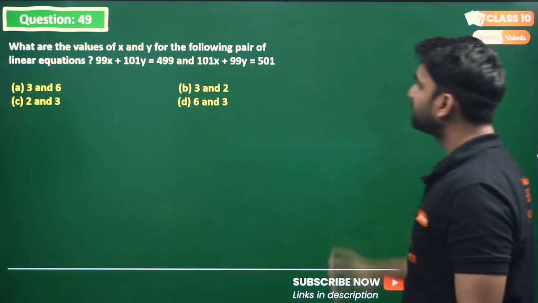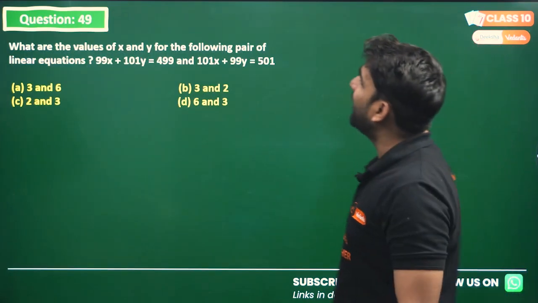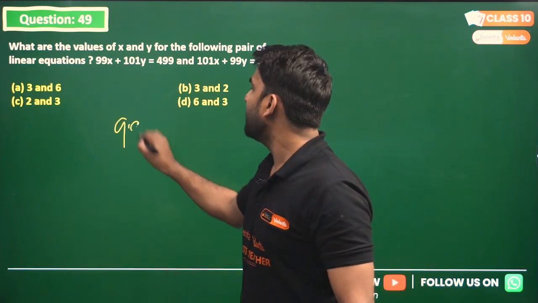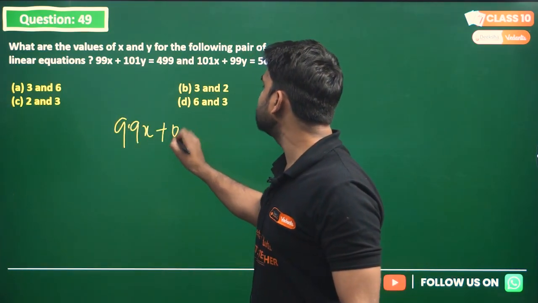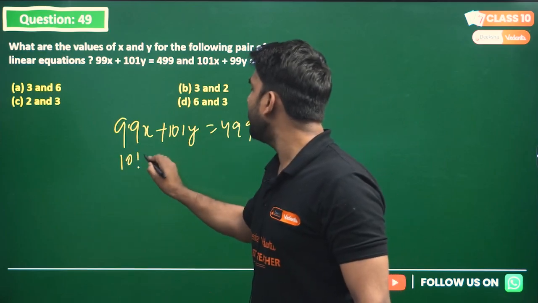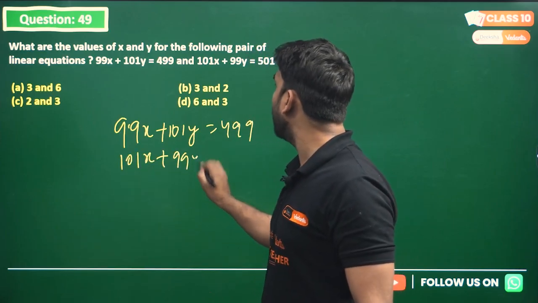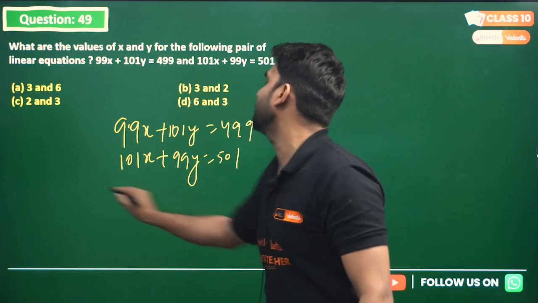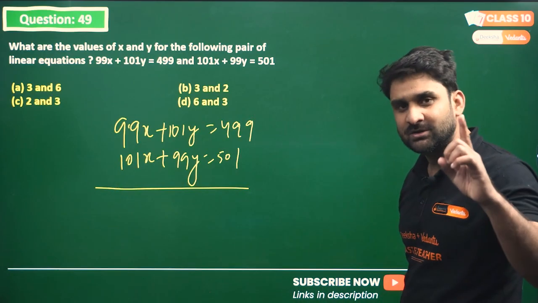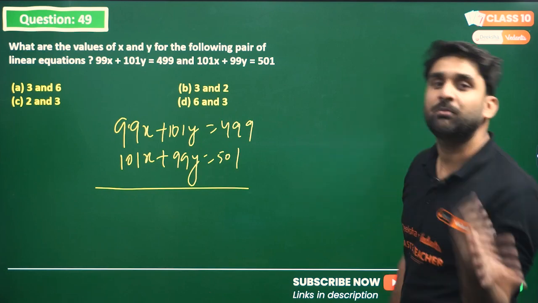Important question. Next question: what is the value of x for which the following holds? This is an interesting question. 99x plus 101y is equal to 499, and 101x plus 99y equals 501. This is the question. So what you need to do here? Add both the equations first, and in the second situation subtract both the equations.